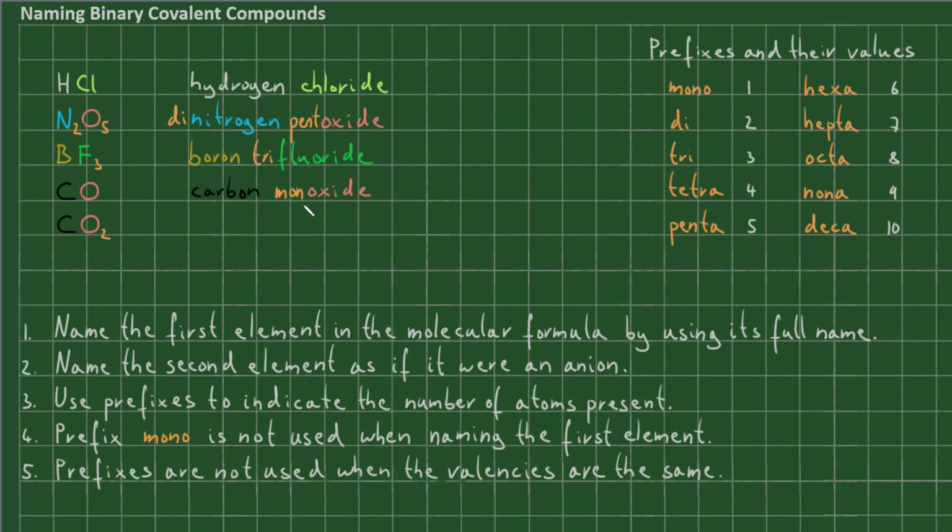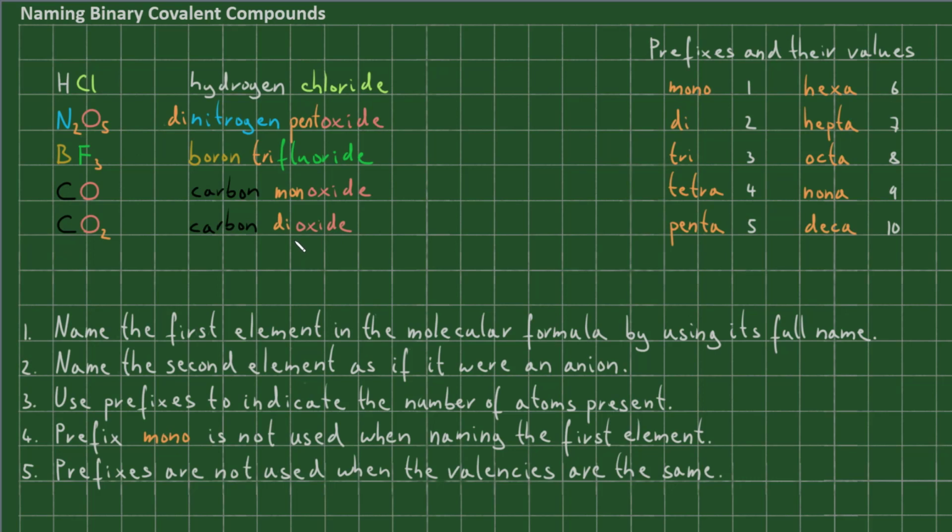Based on these 5 guidelines, have a go at naming the final compound, CO2. So this compound is made up of carbon and oxygen, so I can already write carbon oxide. There is only 1 carbon, so I do not need the prefix mono. There are 2 oxygens, so I need to use the prefix di. Thus, the name of the compound with the formula CO2 is carbon dioxide.